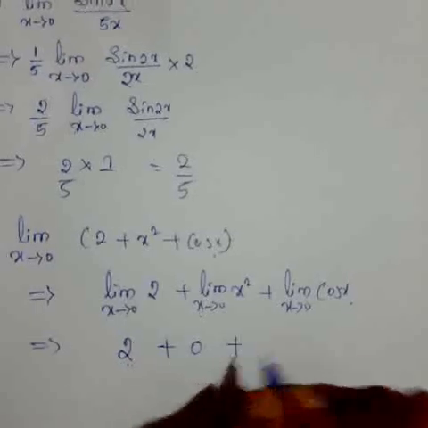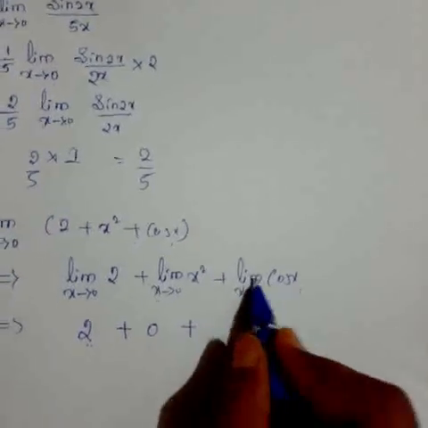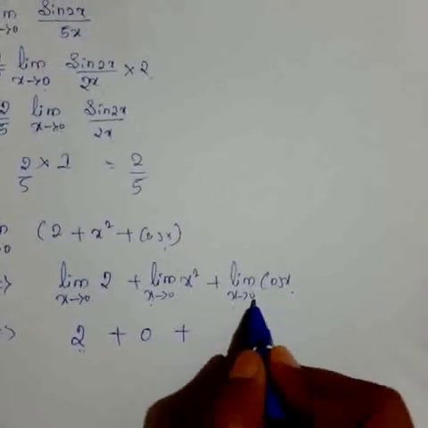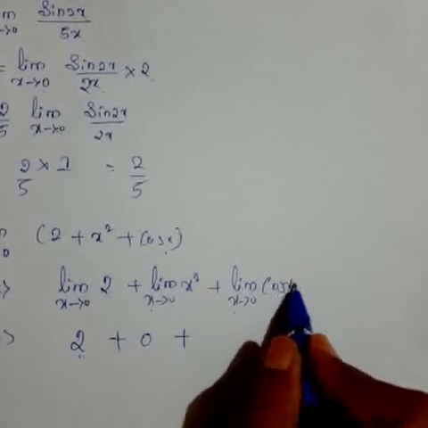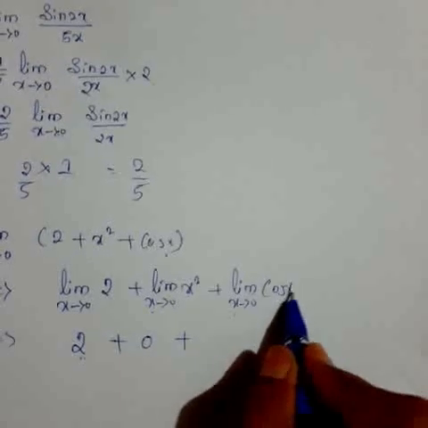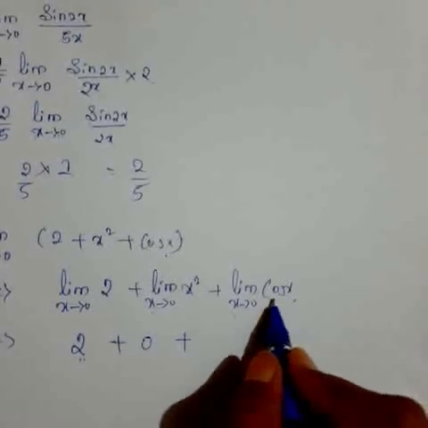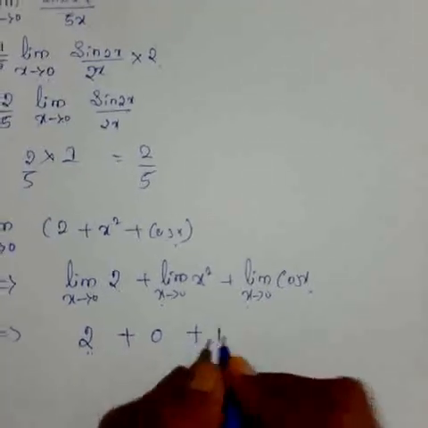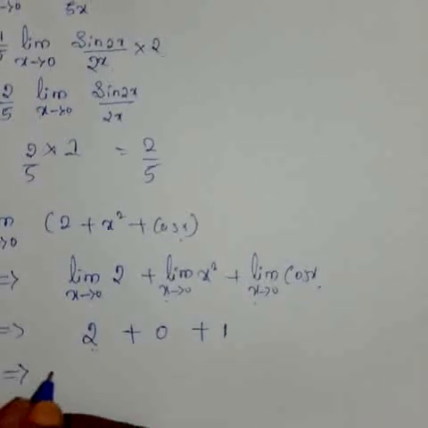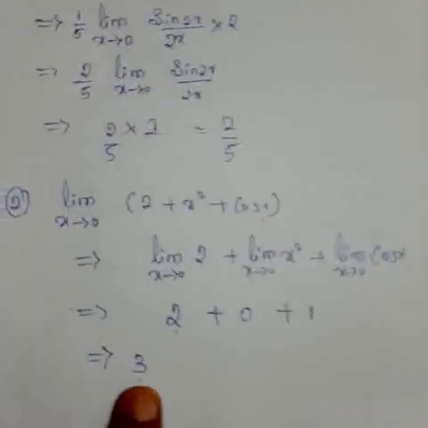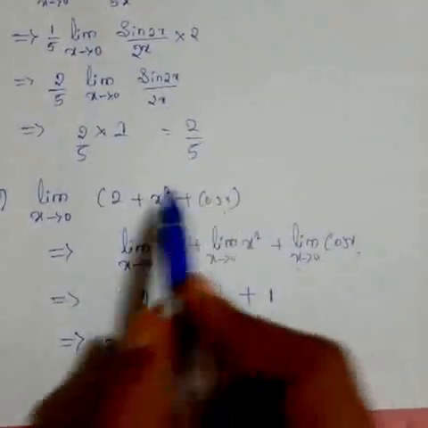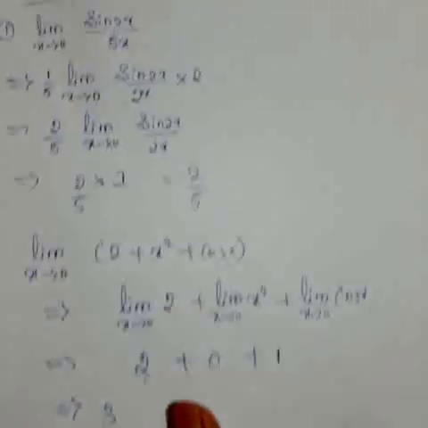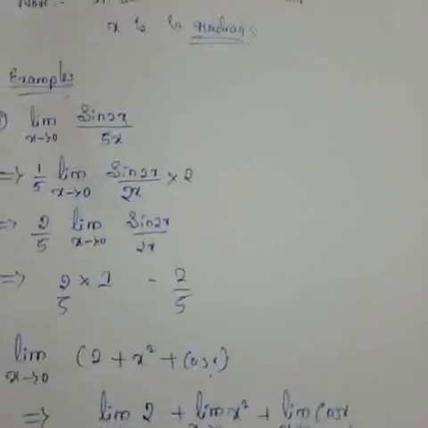The next limit, x tending to 0, cos x is there. If you put 0 in place of x directly, you will get cos 0. You all know the cos 0 value is 1. Your final answer is 3. This is a finite value. The limit exists for this function, that is 2 plus x square plus cos x. Right? Let us move to the next question.